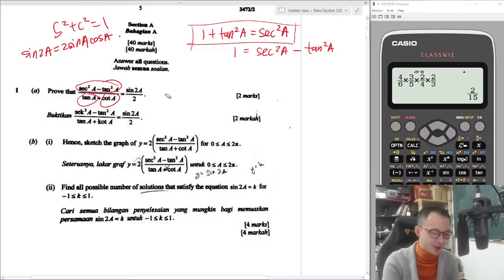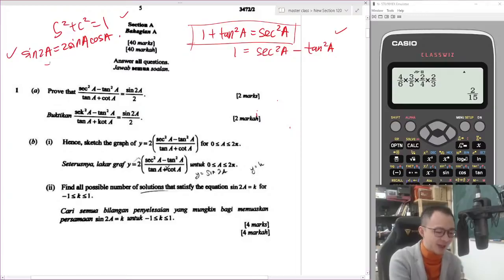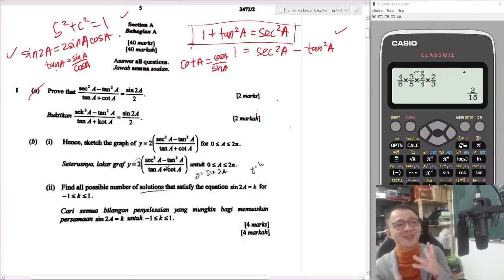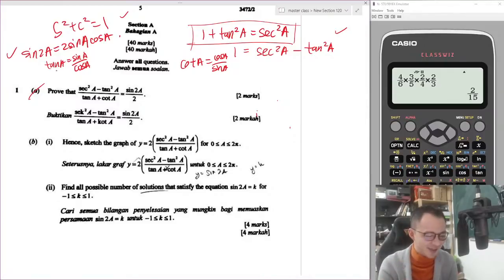Okay, so this is how we do this one. Over here you need to use this formula, this formula, this formula, and also tangent A equals sine A over cos A. You must know this. And then cotangent A equals cos A over sine A. This is all the formula you need to use for this part A. You see, this identity question is slightly harder than a normal one, because the normal one is very easy.